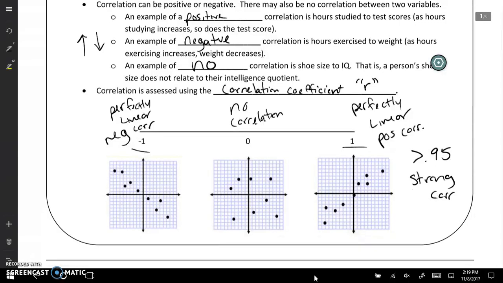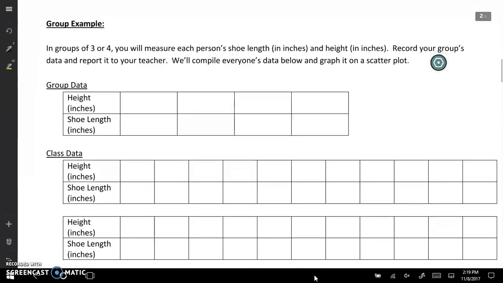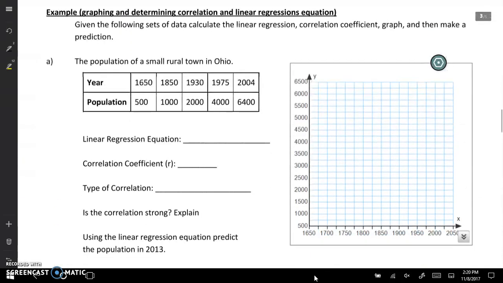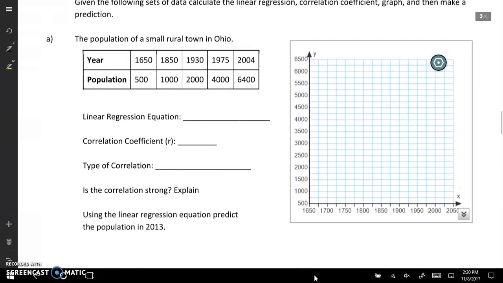So we're going to skip page 2. We're going to do that tomorrow, Friday, in class. But we're going to come here to A. The first thing, the population of a small rural town in Ohio. We're going to plot these data points. The x-axis is the years, the y-axis is the population. So at 1650, there were 500 people. In 1850, there were 1,000 people.